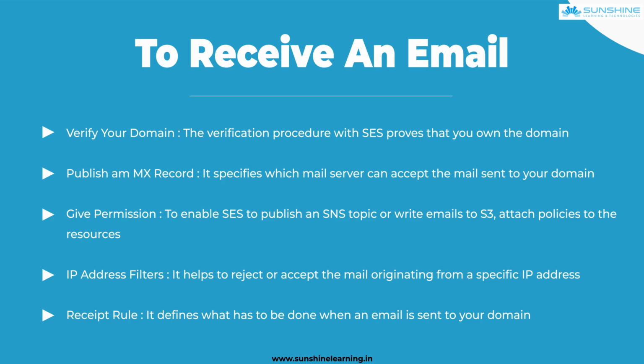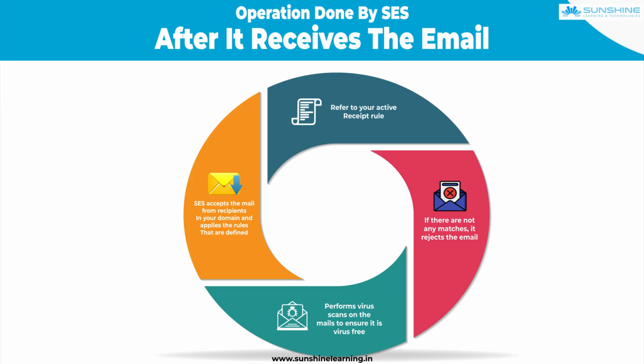So this is basically how the receiving of an email rule is created. So what are the operations done by SES after it receives the email? Here you can look into the steps. First of all, when SES receives an email from the internet service provider, it refers to your active receipt rule, whether the receipt rule is created or not.